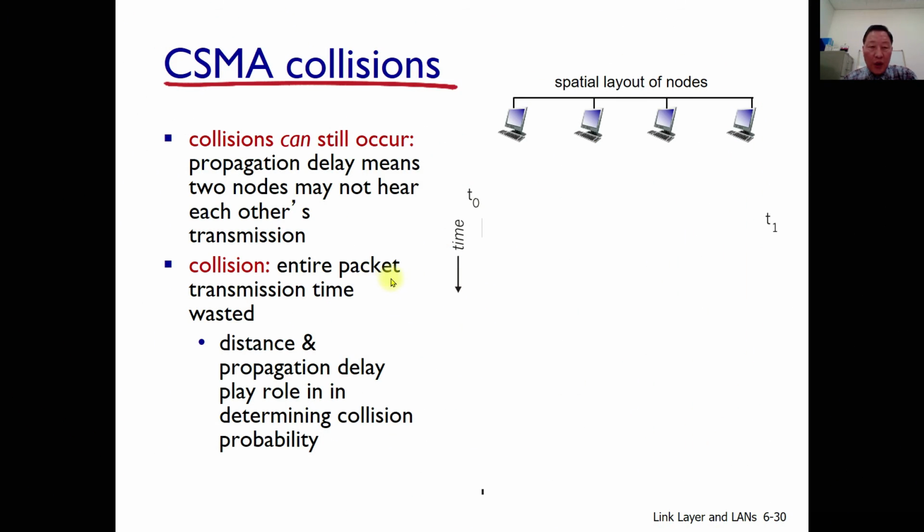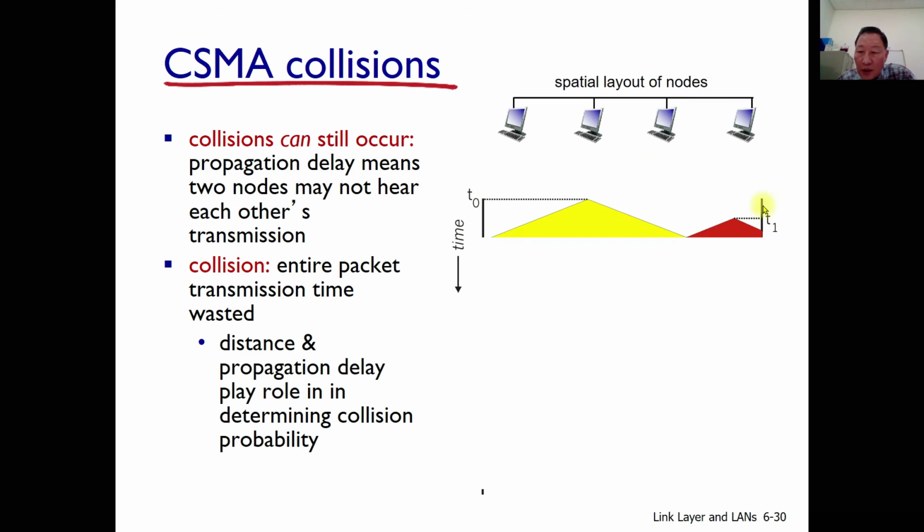Let's look at these CSMA collisions using this slideshow. There are 4 nodes, spatially apart from each other. At T0, node 2 is sending some frame, and at that time no transmission is sensed by the other nodes. Thus they can send because there's no transmission.